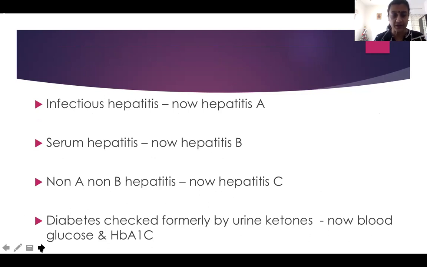The definitions are changing. Diabetes was earlier verified by just checking the presence of ketones in the urine. This you might perhaps learn in your biochemistry lab practicals. Now it is identified by doing a fasting blood sugar, random blood sugar, postprandial blood sugar, and your overall glycemic control is seen by checking your HbA1c levels. So a lot of things are changing.